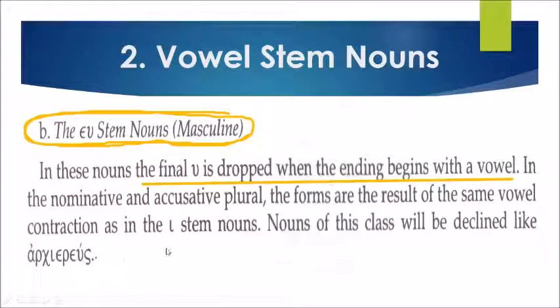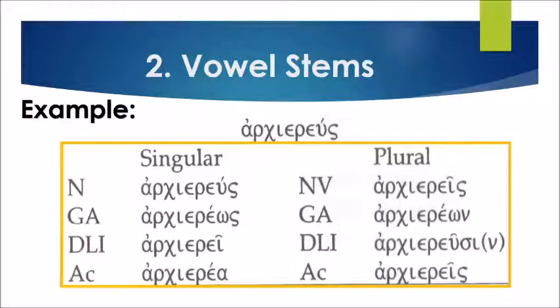So what do you mean by archiereus? That means high priest or the chief priest. So let's take a look at the example of archiereus. In the nominative only, as you can see, there's only nominative, no vocative in the singular. Archiereus. In the GA, what happens is you drop the upsilon and you add the omega. So it becomes archiereos.